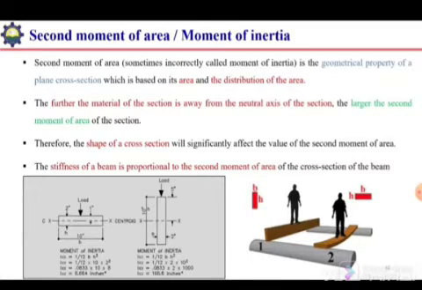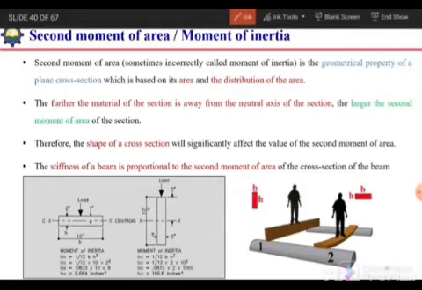Second moment of area. We sometimes incorrectly call it moment of inertia. Actually, moment of inertia is I equal to m r squared, mass times the radius, or we can say the distance from the point of rotation up to the center of the mass.